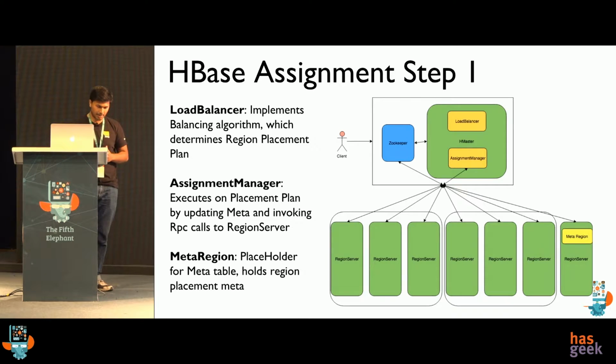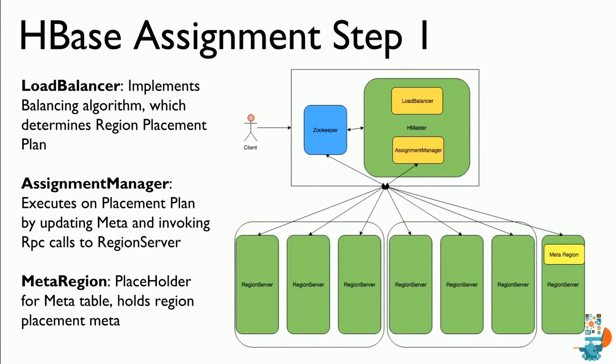Well, to understand that, you need to know how HBase assignment works, right? So largely I'm introducing three components on this slide. The load balancer, which sits in the HMaster, is nothing but a component which provides you a region placement plan. So it runs the balancing algorithm and provides you where each region needs to sit. The assignment manager is another component which executes this region placement plan and ensures it places the regions in the right boxes.